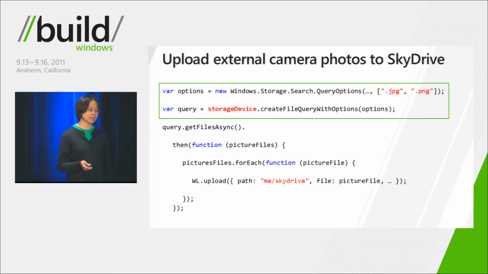It's an array, so I could loop through the array and do all sorts of things with it. I could create a gallery of the pictures. I can index them. I can create a nice list and show the user, hey, I found all these files on your device. Or I could upload them to SkyDrive.